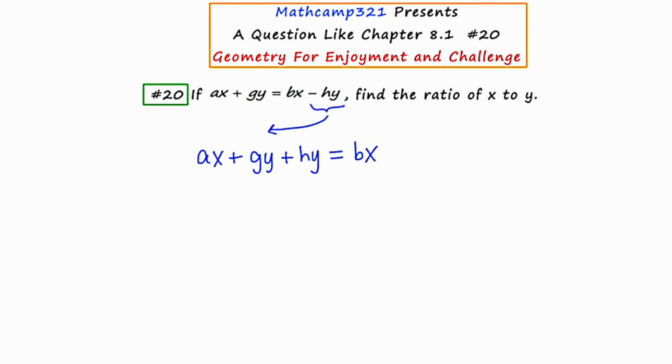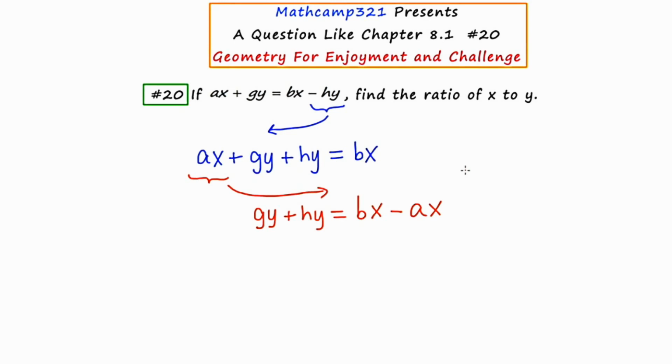Now the next thing I want to do is take the ax, which is over way to the left, and move it to the other side. If you take something that's positive and move it to the other side, it becomes negative, because effectively we're subtracting it from both sides. So now I'm left with gy plus hy is equal to bx minus ax. Now this is looking real good. All the y's are having their party on the left, all the x's are having their party on the right.